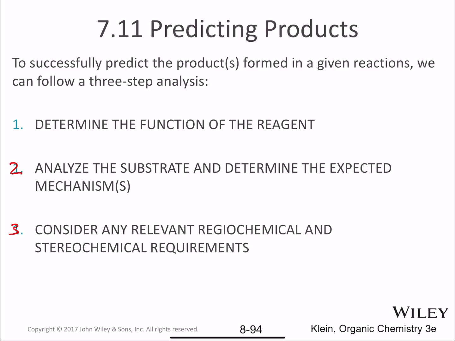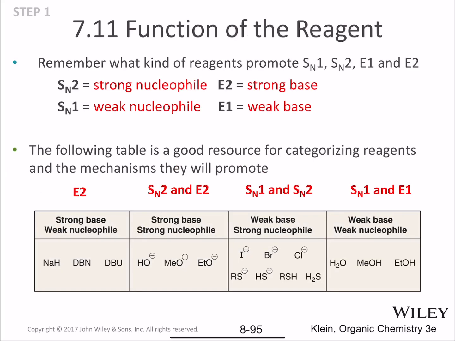Then you're going to analyze the substrate and determine the expected mechanism. So you'll ask yourself, is this primary or secondary or tertiary, or is it benzylic, right? We looked at benzylic, or is it allylic? So those will be the factors to consider. And number three, it says consider any relevant regiochemical and stereochemical requirements. So we'll have to take those into account too when we're evaluating what products will be formed.